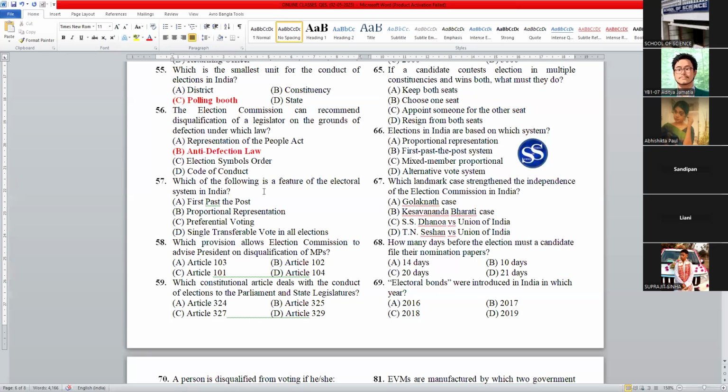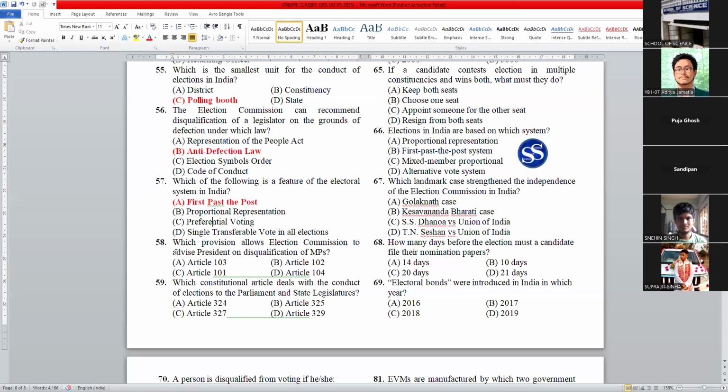Question number 57. Can you answer this? Which of the following is the feature of the electoral system in India? Proportional representation. First past the post system. Okay, the right answer is first past the post. Yes, sir. First past the post is the primary feature of the electoral system in India, used in Lok Sabha elections and elections to most state legislative assemblies. Could you follow?